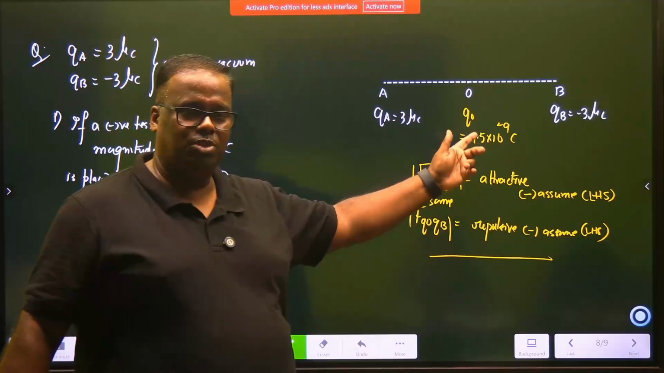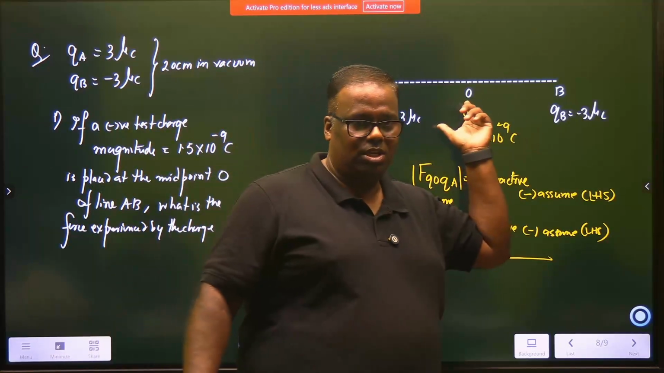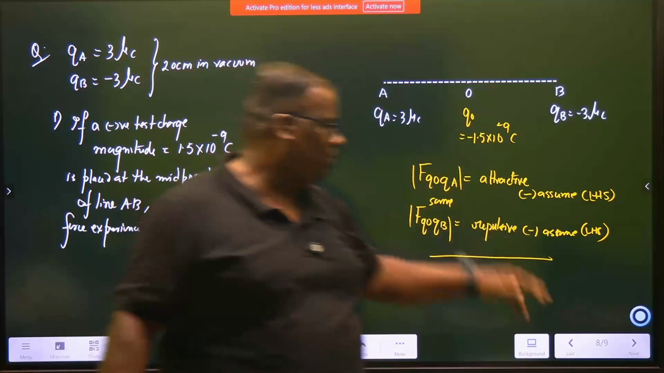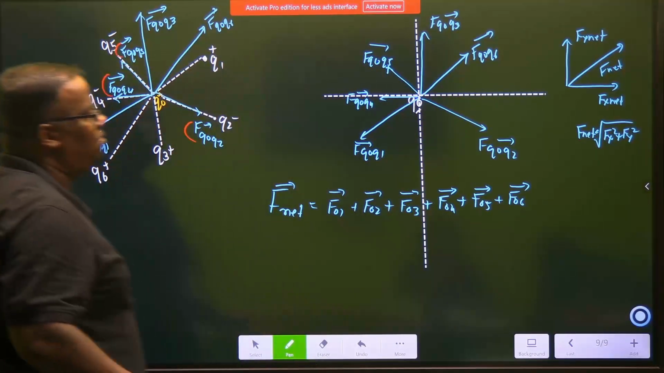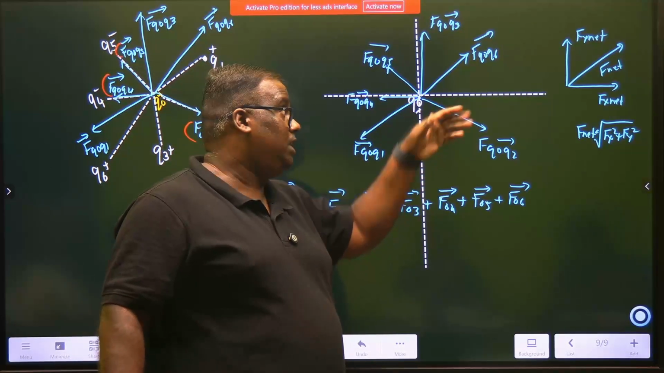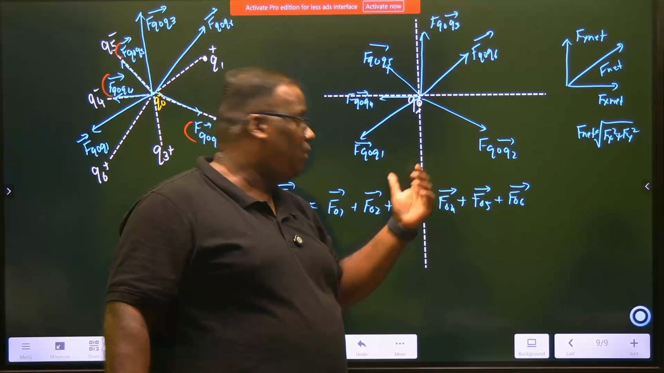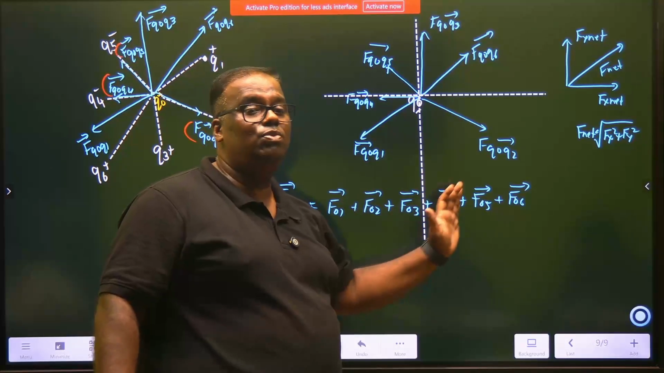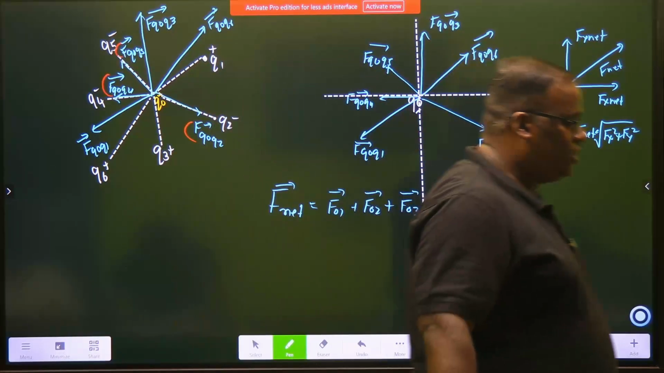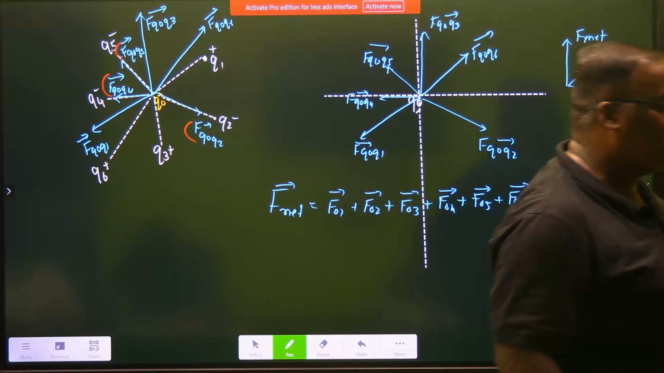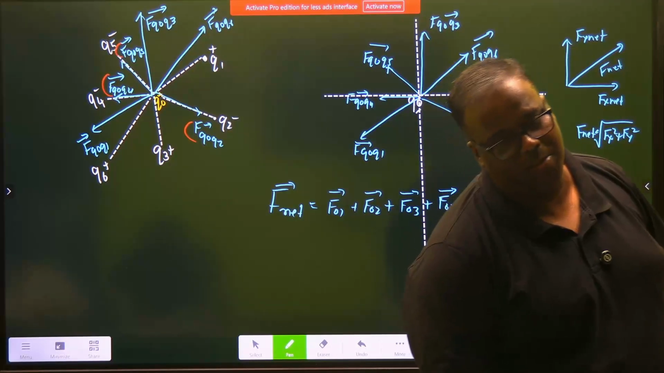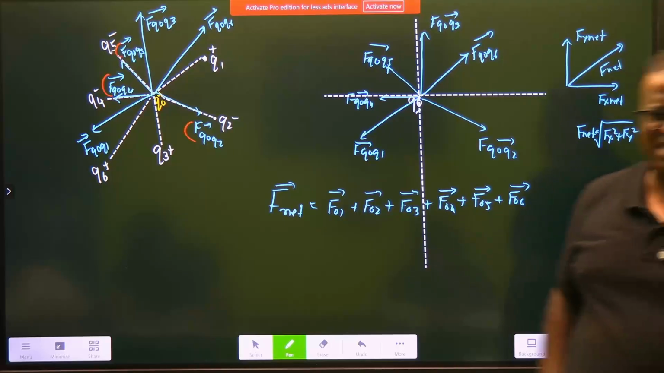This was also superposition. You calculated the force due to each and then you found the net. Since they were on the same axis, you straight away added. Otherwise, the superposition principle tells us the net force on a charge placed in a system of charges is found by the vector addition of the individual forces experienced by the test charge, taking each charge of the system one at a time. Or you can make your own sentence also.